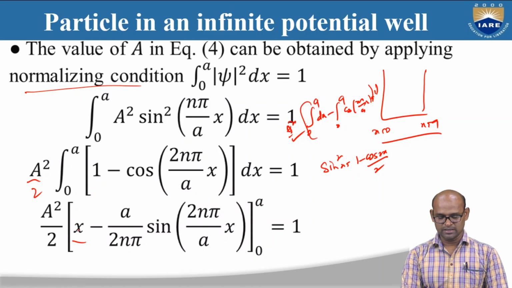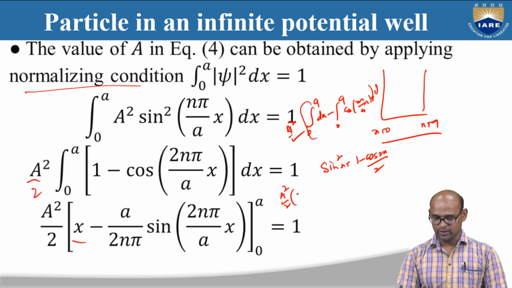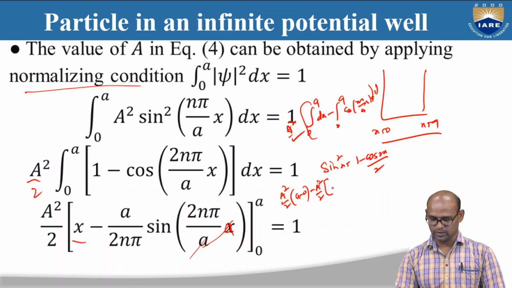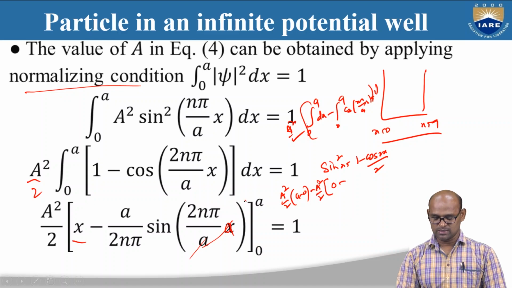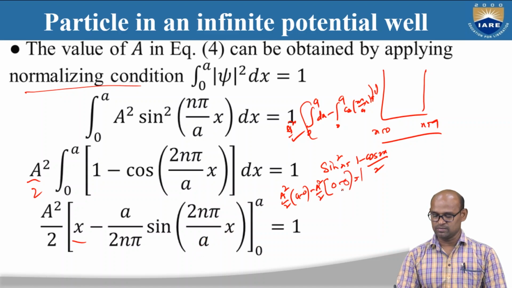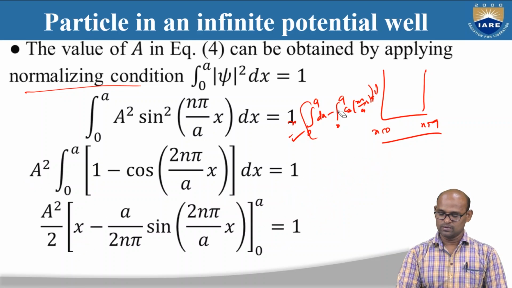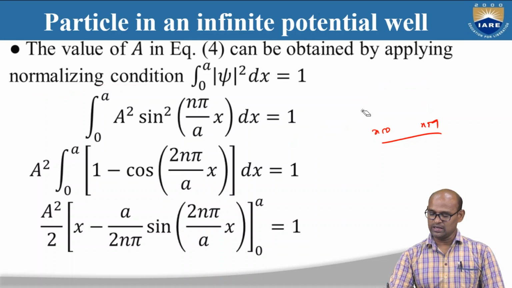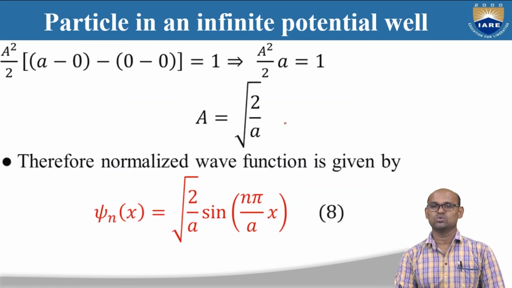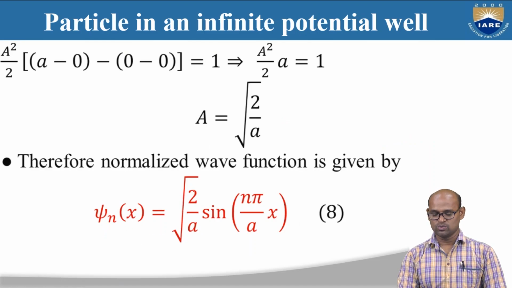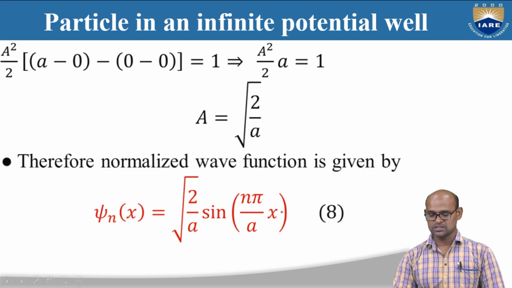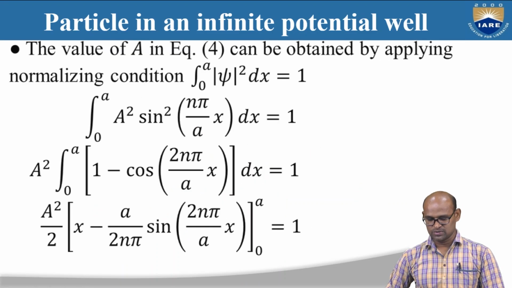If I substitute the upper limit in x, I get A square by 2 into a minus 0, and then the second integral. When I substitute a here, I get sin n pi, which is 0. For the lower limit 0, sin 0 is 0. So the second term is 0 basically. What I end up with is A square by 2 into a equal to 1. From this I find the value of A, the second unknown constant. A is square root of 2 by a, and psi of x is square root of 2 by a into sin n pi by a into x. So these are the eigenfunctions and these are the eigenvalues.